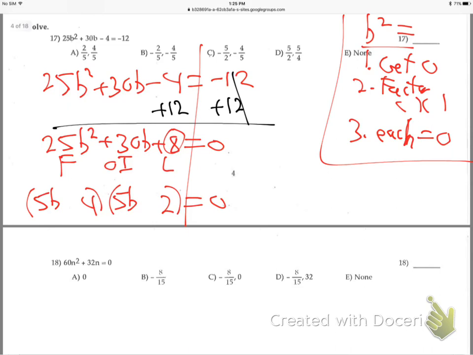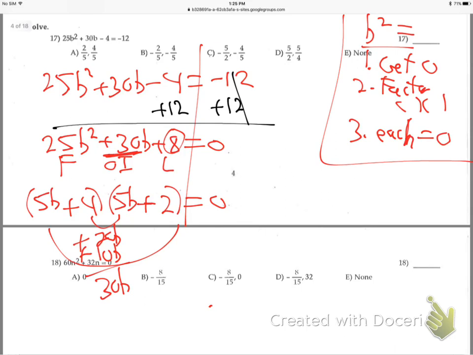Is that right factoring? Yeah, check the OI. The 2 inner, 20b, the 2 outer, 10b. Do they make the middle term 30b? Yeah, they do. Both plus, they make 30b. That's correct factoring. Everybody good with that? See how the inner and outer, the 2 inner make 20b, the 2 outer make 10b. That makes the middle 30b. Good, what do you do now?